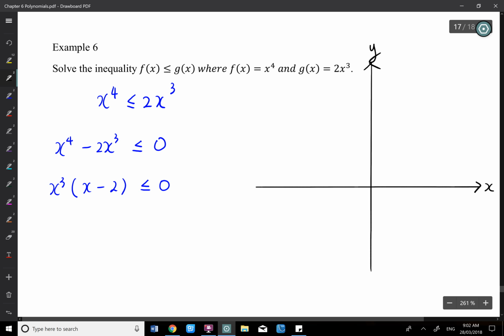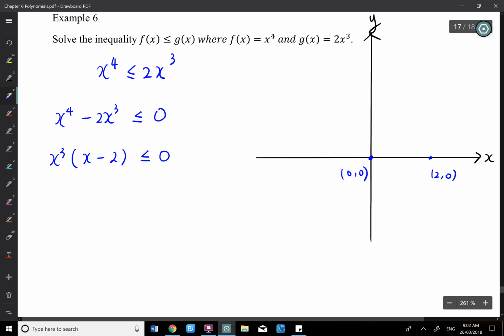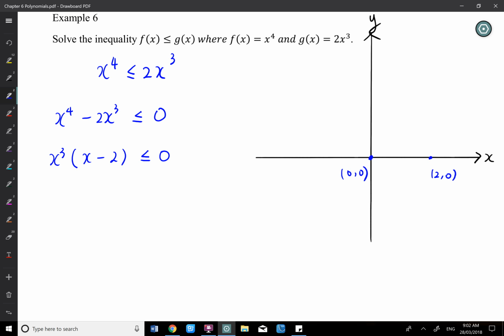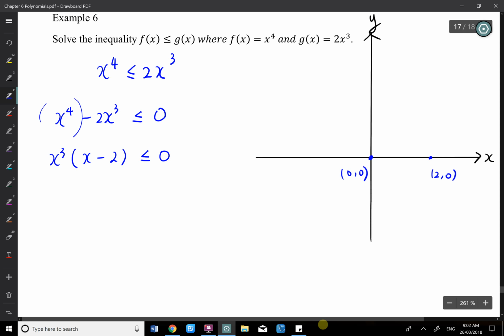Okay, where's my x-intercept? 0, 0 and 2, 0. Where should I start my graph? Left, right, top, bottom? Top right. Positive x, leading term positive, so top right.